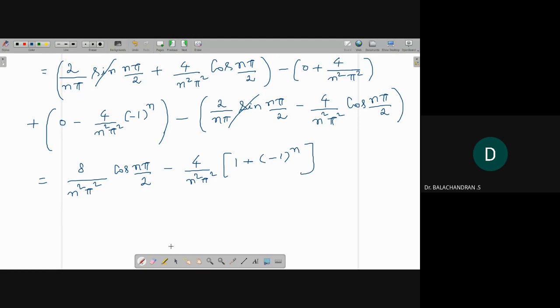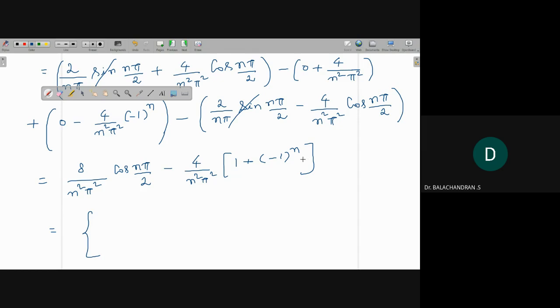So now you can write this is equal to, when n is odd, this is minus 1, so this is 0. When n is odd, cos n pi by t is also 0. So both of them are 0. So 0 if n is odd.